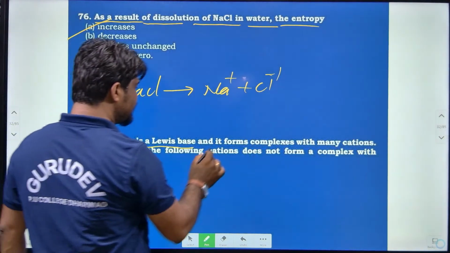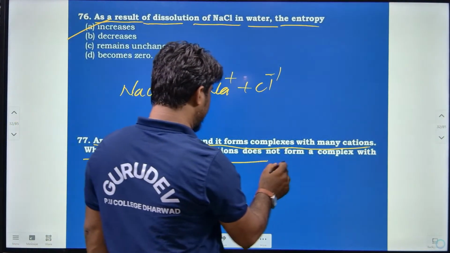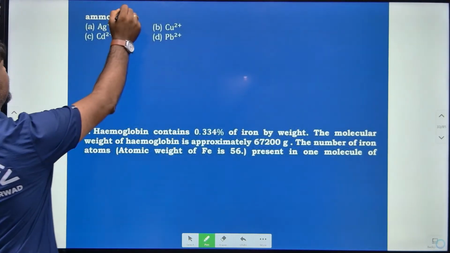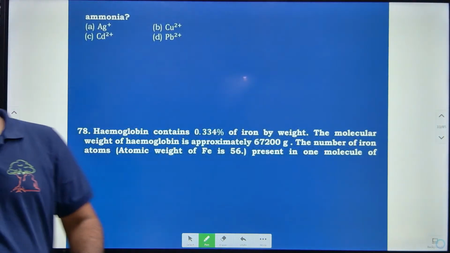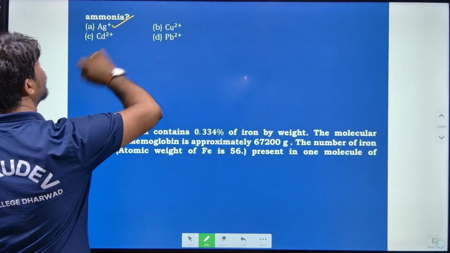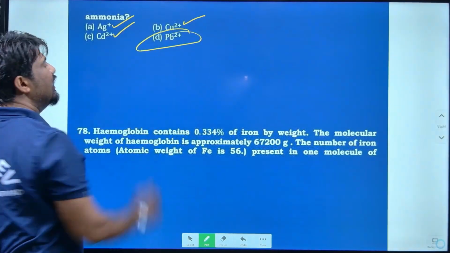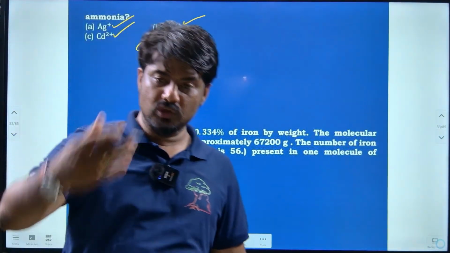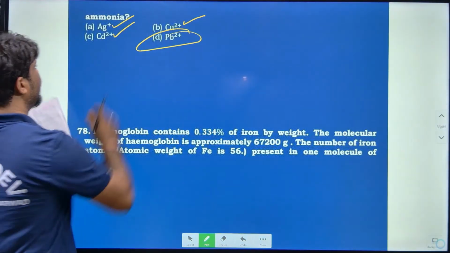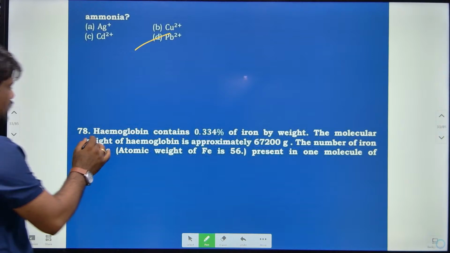Ammonia is a Lewis base and it forms complexes with many of the cations. Which one of the following cations does not form a complex with ammonia? Usually d block elements form complexes with ligands. Here gold, silver ion is a d block element, copper ion is a d block element, cadmium ion is a d block element, but lead does not belong to the d block, it belongs to the p block elements, hence it does not form a complex. Hence the right answer is D, that is lead. Well, go to the next question.